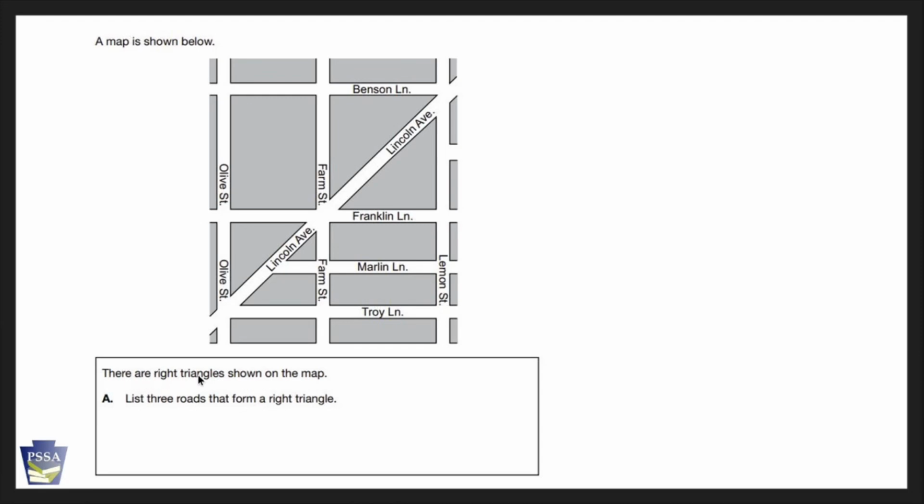There are right triangles shown on the map. List 3 roads that form a right triangle. There are many answers to this, so I'm going to choose just one. I'm going to choose this right triangle right here. Okay? I'm going to choose that right triangle right there. So that right triangle is created by 3 roads. I don't have a lot of room here. I'll write it over here.